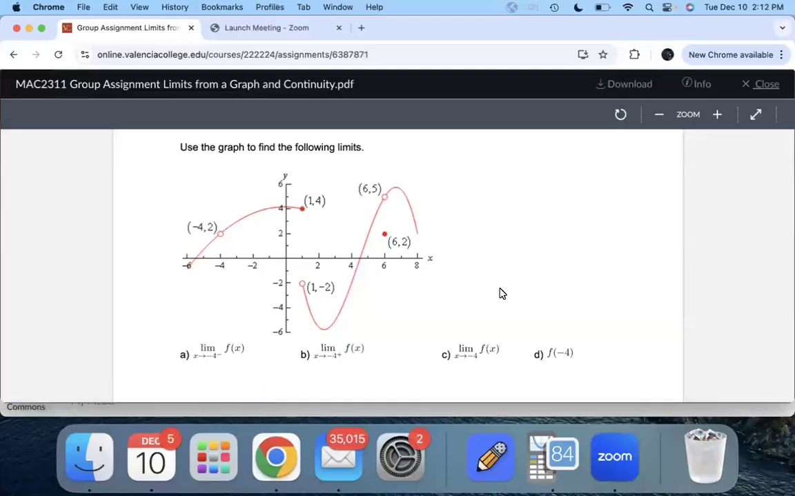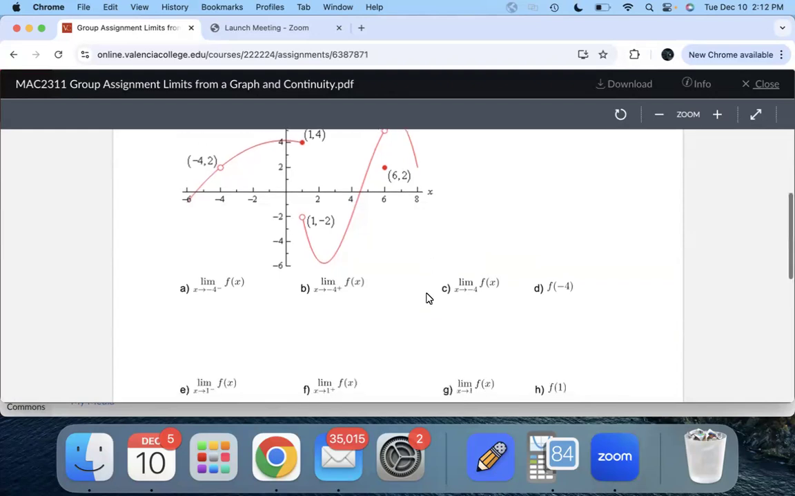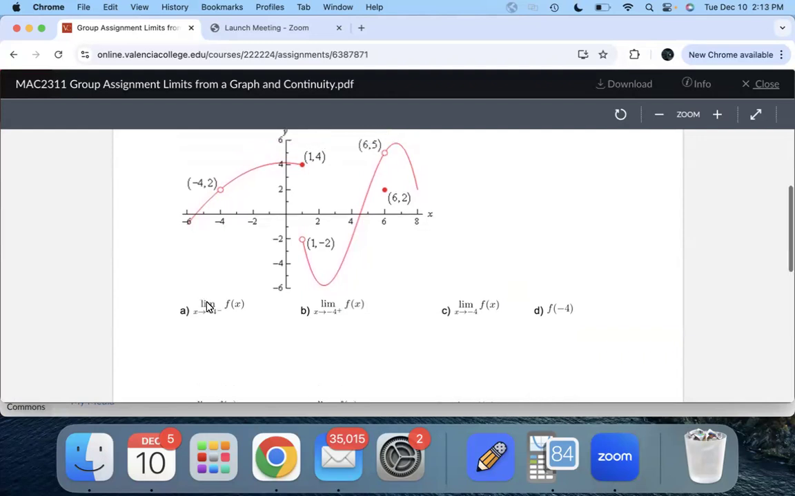Okay, so here we are calculating a bunch of limits from a graph. I would recommend, just for help with this, see the lecture video on this. I'm not going to go through all of them, but maybe we'll do one here.